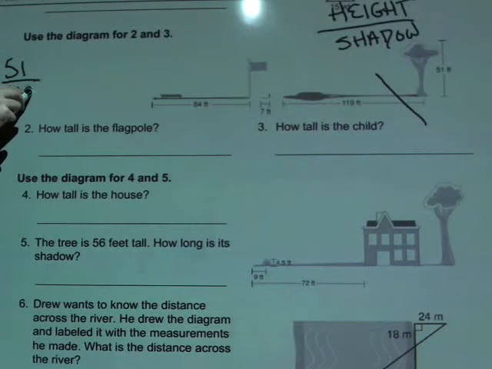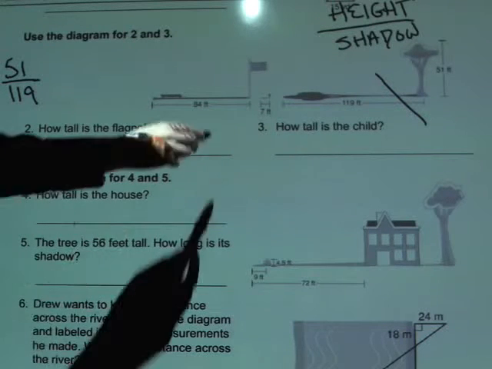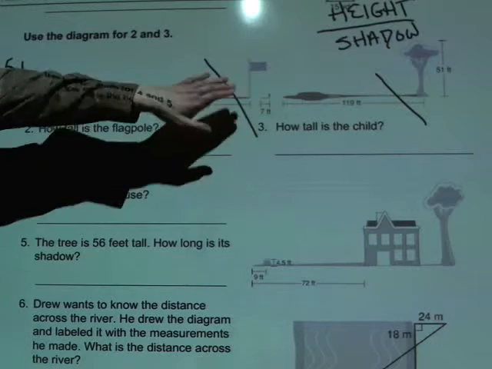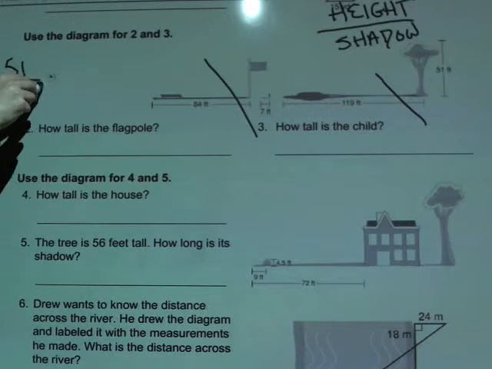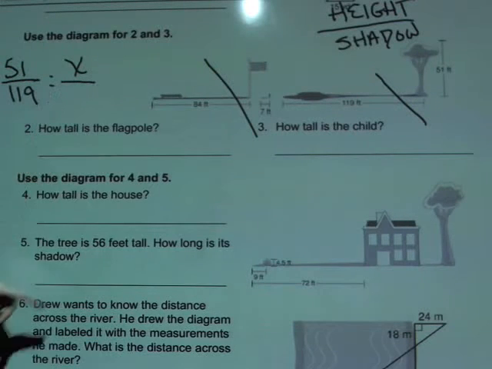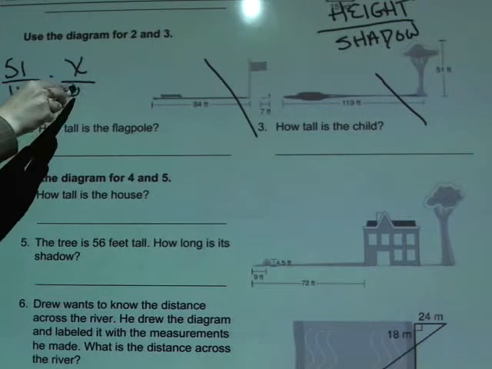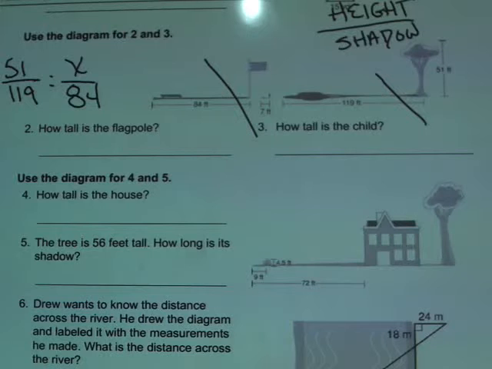So when I come over here to the flagpole, I want to make the same comparison, the height to the shadow. Well, insert my fraction bar the same way. We don't know the height, so that's where your variable is going to go, x. And the shadow here is 84. Now most of us don't know how to go from 84 to 119 or 119 to 84 right off the top of our heads. So at this point, we want to go ahead and solve this one by cross multiplying.